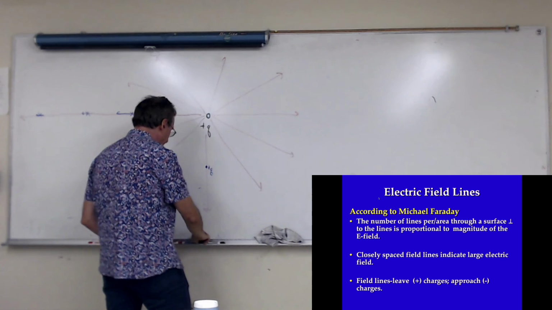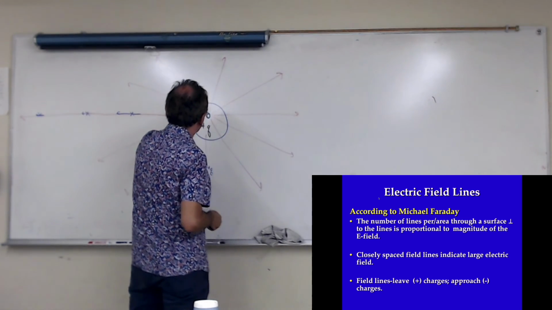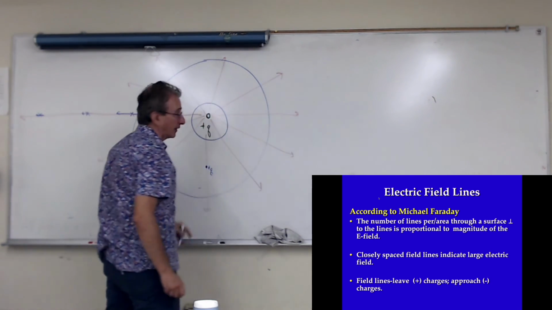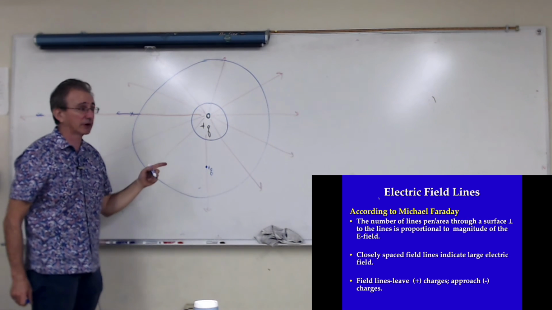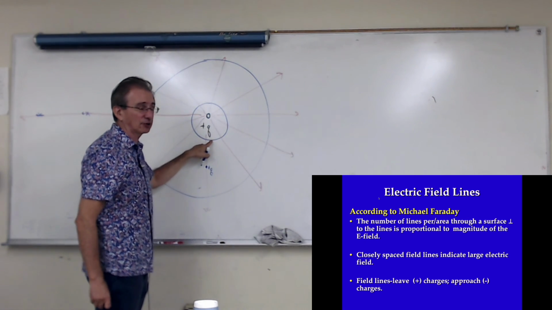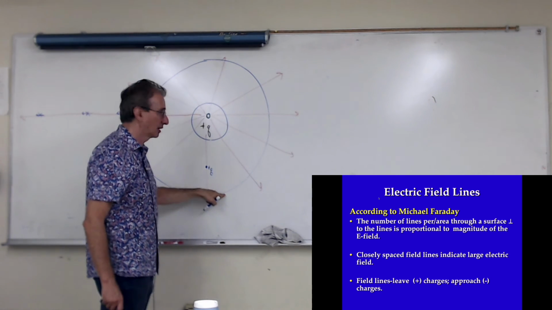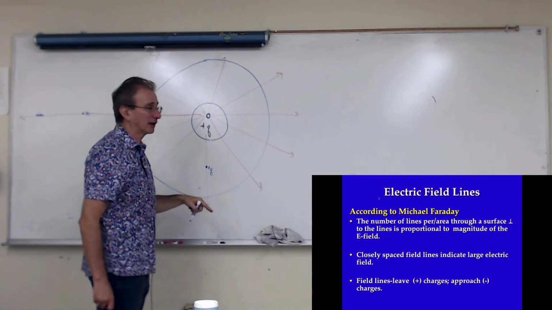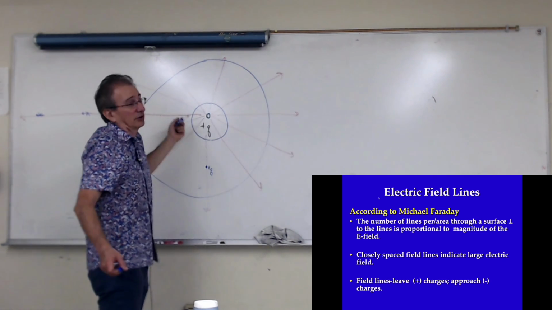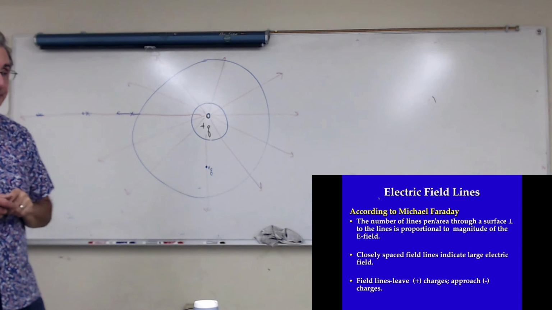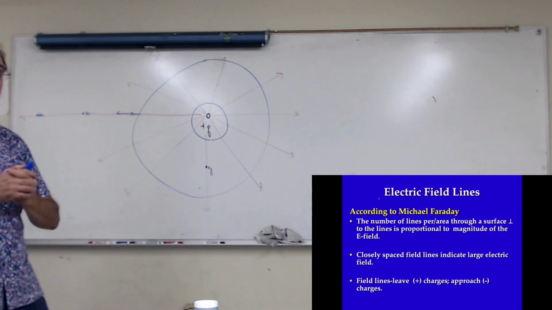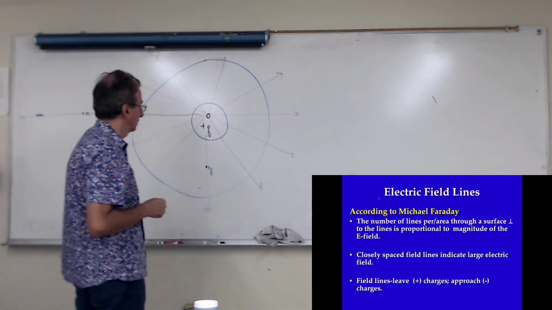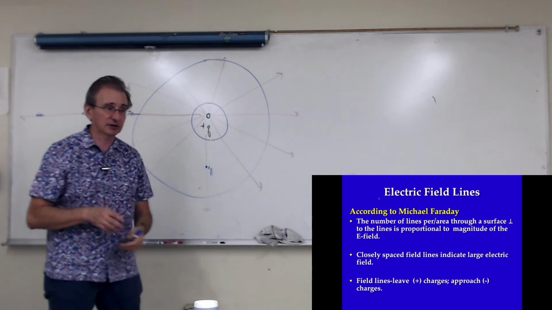So if I were to draw an imaginary sphere here and another imaginary sphere way out here, both of those spheres have the same number of lines penetrating through them. However, the number of lines per unit area penetrating the small sphere is much higher than those penetrating the big sphere. That means that the electric field is higher at the location of the smaller sphere, because you're closer to the charge. And so the number of lines per unit area that pass perpendicularly through the surface is proportional to the magnitude of the electric field. In other words, closely spaced field lines indicate large fields.